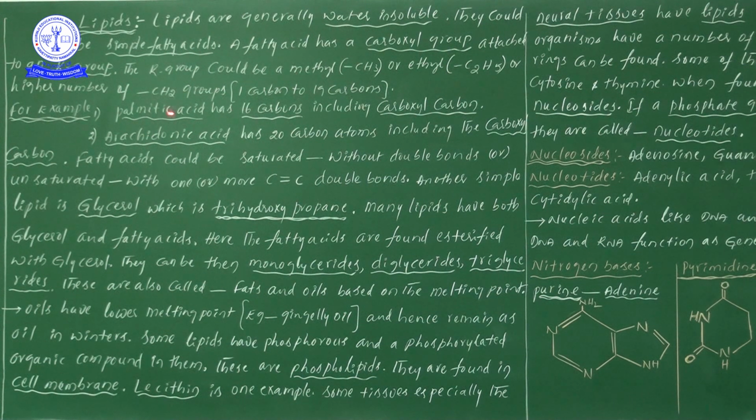So in these two examples we are counting the carboxyl carbon. In palmitic acid, 16 carbons are there including carboxyl carbon, and in arachidonic acid 20 carbons are there including carboxyl carbon. Remember this. One more time, let us concentrate: lipids are generally water insoluble.